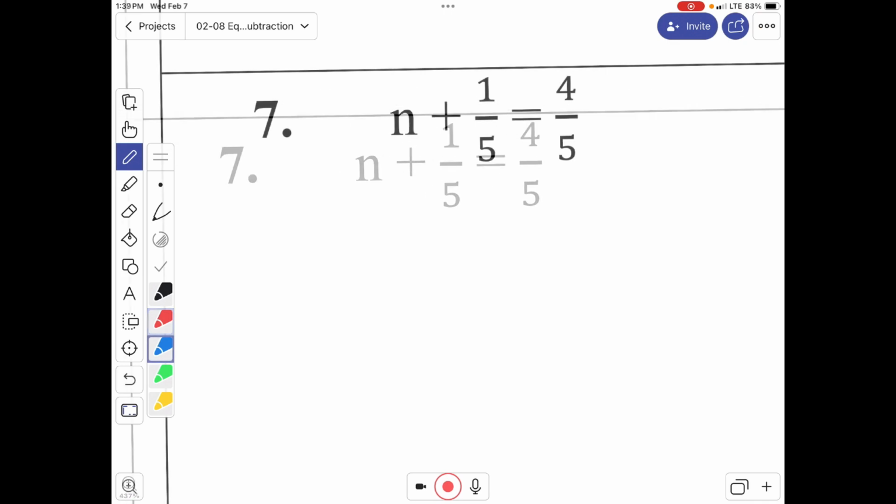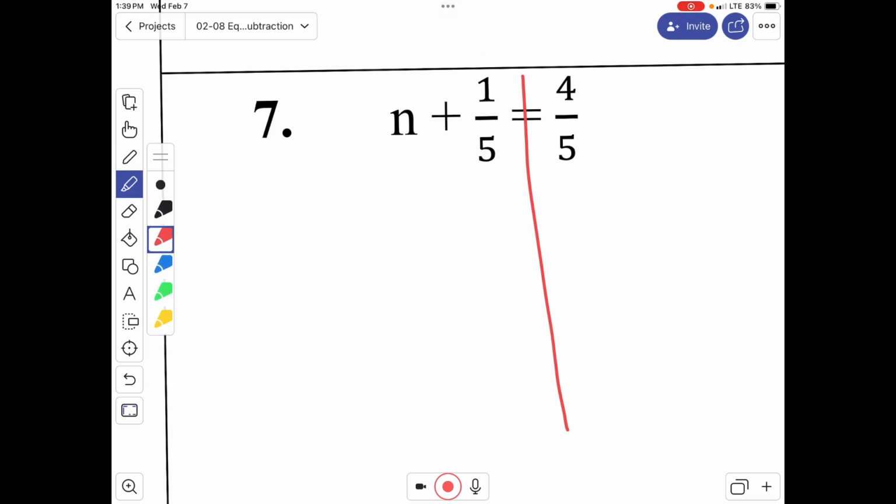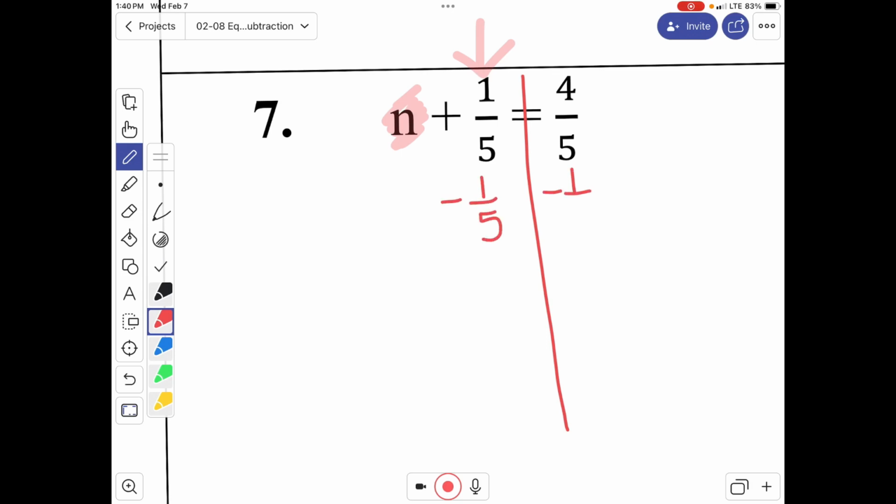Number 7. This one has a fraction, but we still do it the same way. Start with drawing the wall, find the variable, and we want to get rid of whatever's next to the variable. So it's a positive 1/5. The opposite would be negative 1/5 or minus 1/5. And since these are opposites, they cancel, and the only thing left on the left is n, equal sign straight down.